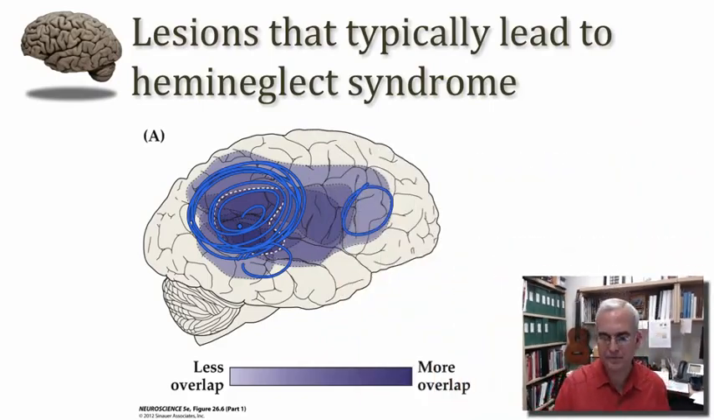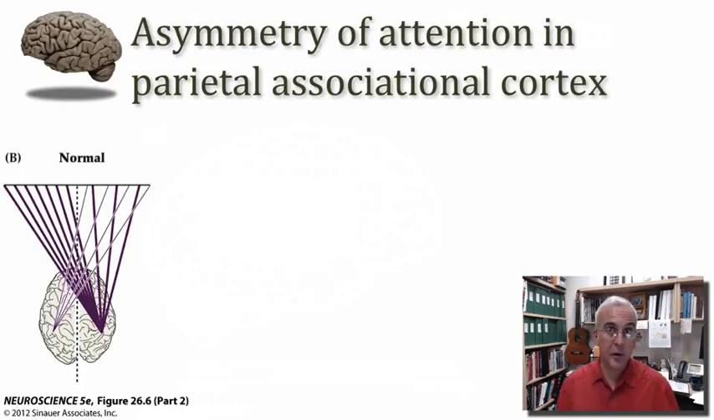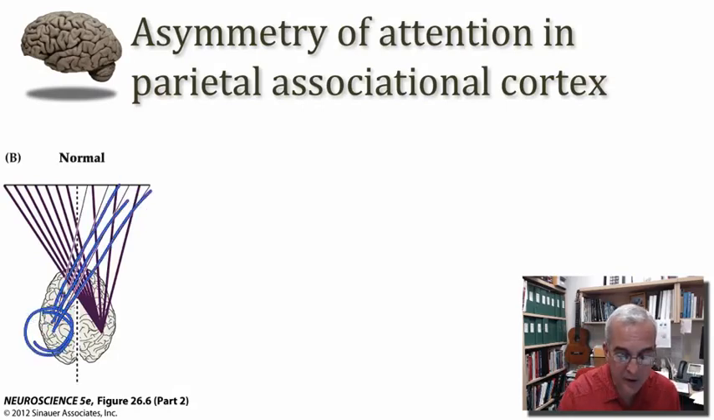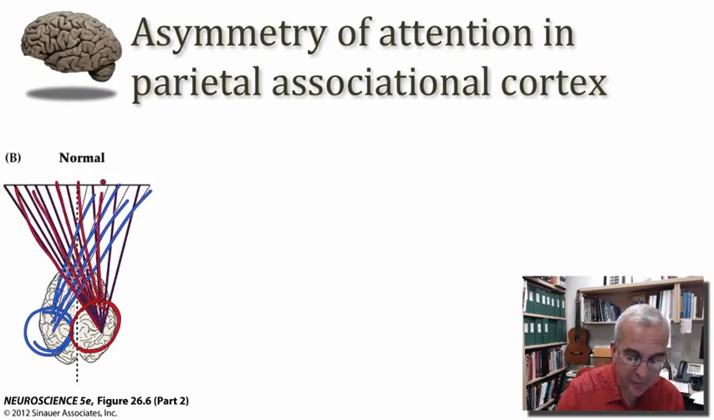Well, why should this be the case? Well, we think this is the case because in all of us there is very likely an asymmetry to the attentional functions of our parietal associational networks. And that asymmetry is illustrated with these ray lines that are shown in this illustration from our textbook. Notice that for the left parietal cortex, attention is focused across the midline to the right side of the visual world. However, for the right parietal cortex, attention is distributed throughout the entire visual field.